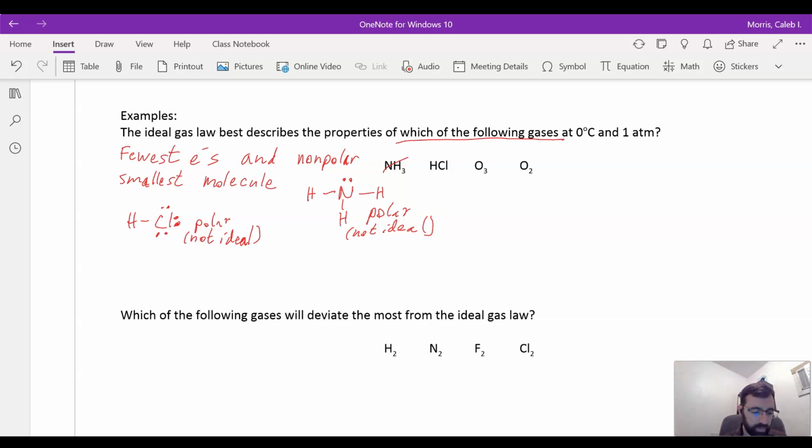So we could go on and we could draw O3. So that one doesn't look like it's ideal. O3 has 3 oxygens, and each of those has 6 valence electrons. 6 times 3 is 18. So let's see, 2, 4, 6, 8, 10, 12, 14, 16, and then we get 18.